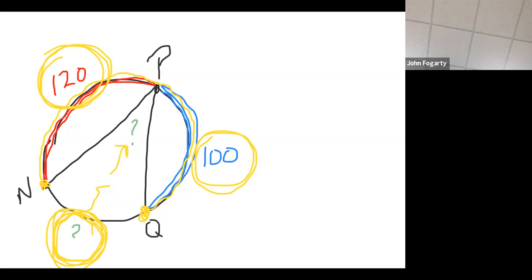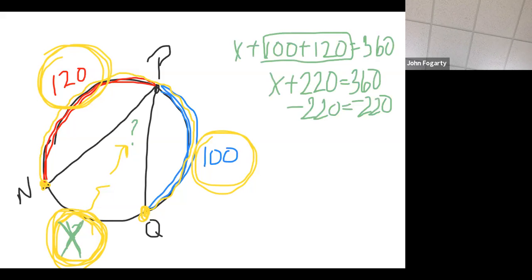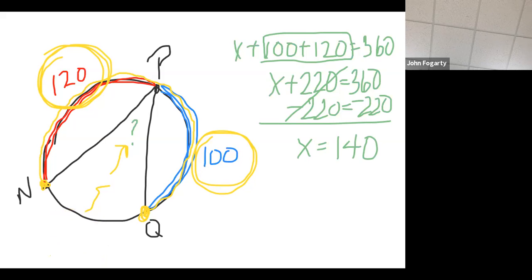So let's do that. I'm going to call this X. So I know X plus 100 plus 120 equals 360. So I'm going to combine these two numbers, right? So X plus 220 equals 360. So then I'm going to subtract 220 from both sides. And I'm simply going to get X equals 140.